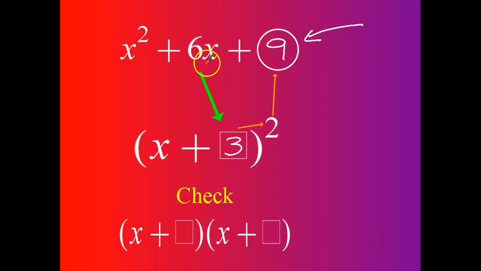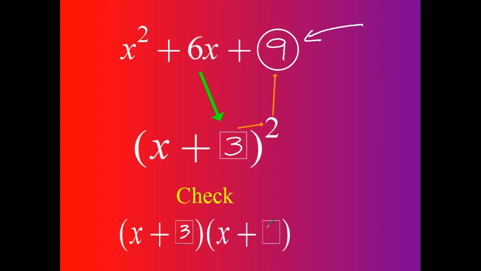What will give me a middle term of 6? Well, that's 3. And then what is my end term here? If this is a 3, I'm going to take 3 and square it to give me 9. Okay, so 9 is what makes this a perfect square. And let's go ahead and check it.